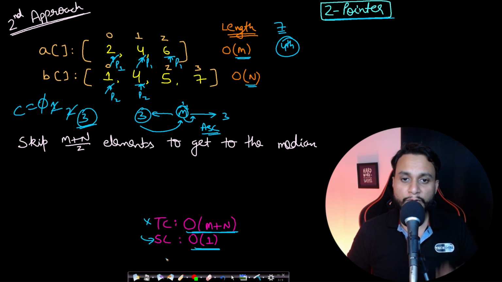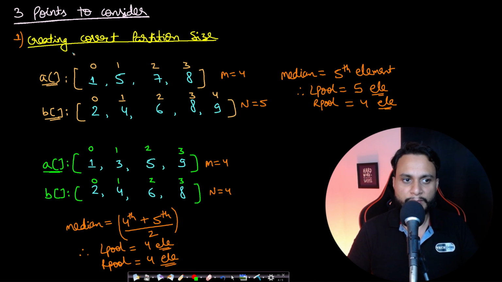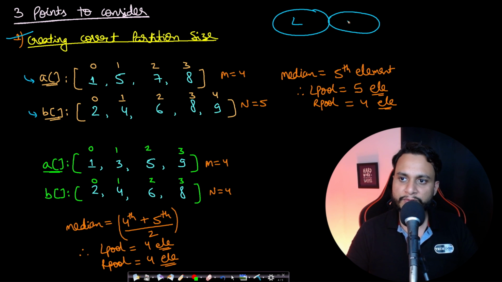So before moving on to the optimal approach, we need to see some of the important points. So I have written down 3 points to consider. The first point is, how do you create the correct partition size? So let's say you have array A and array B of size m and n. Now by partition size, I mean what will be the size of the left pool and what will be the size of the right pool if you consider the entire array to be divided into 2 parts.